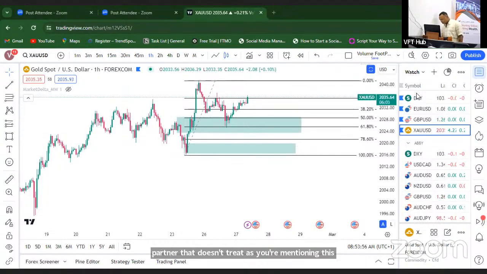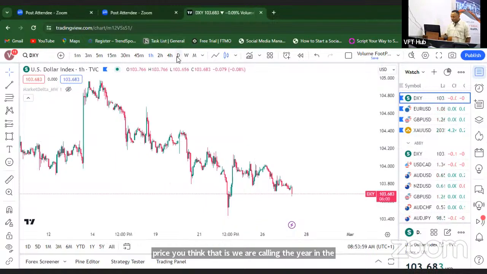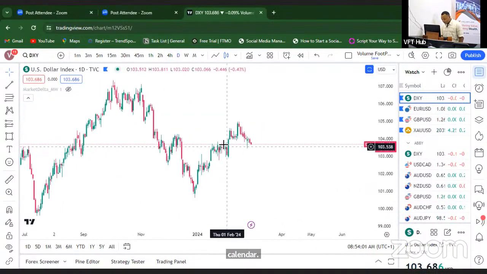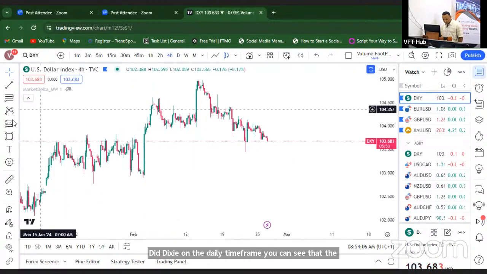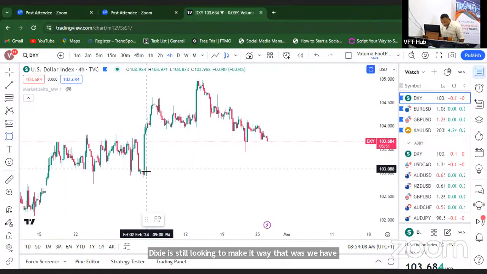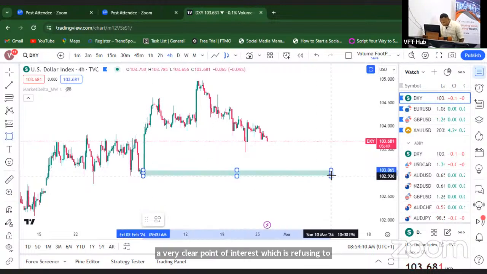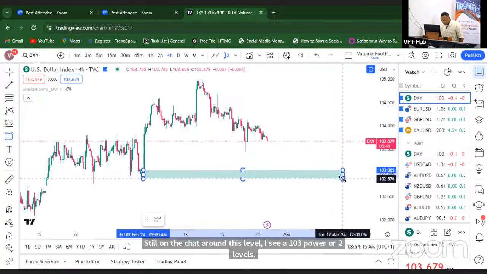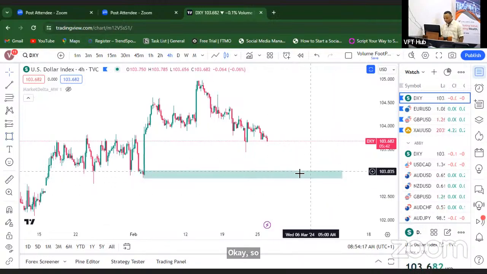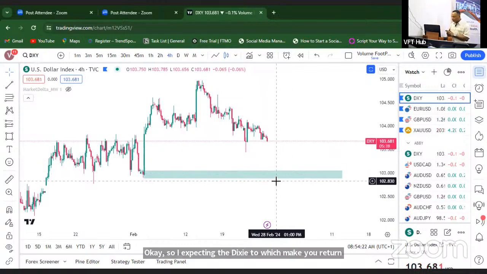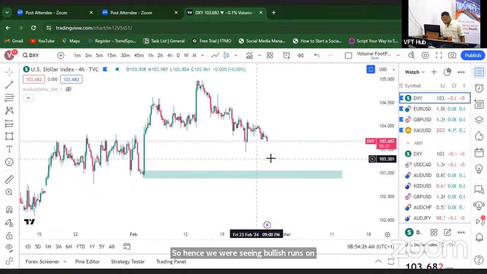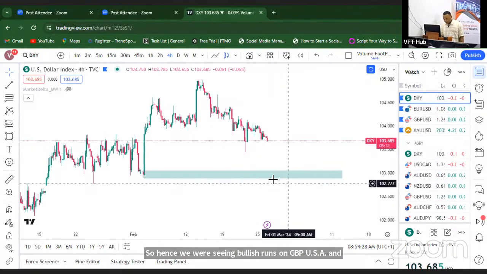That's by the way. The Dixie on the daily time frame, we can see that the Dixie is still looking to make its way downwards. We have a very clear point of interest, which is refusing to stay on the chart around this level right here, 103 and 102 levels. So we're expecting the Dixie to make a return to this level, just give us a tap into this level. Hence we're seeing bullish runs on GBP USD and Euro USD. We're going to come to that shortly. But for the Dixie, we said we want to see it all the way to this level.